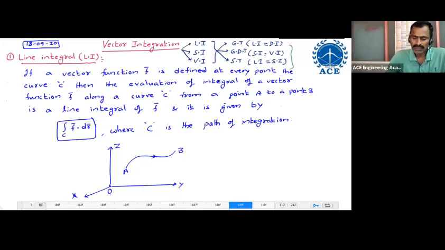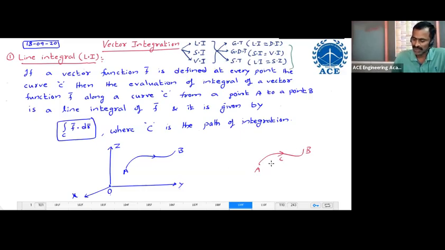If a vector function f bar is defined at every point on the curve C, then the evaluation of the integral of the vector function f bar along a curve C from a point A to point B is a line integral of the vector function f bar, and it is given by the integral over C of f bar dot dr bar. Here C is the path of integration. In space, along the given arbitrary path C, we try to evaluate the integral. We are evaluating the integral along the arbitrary path C between 2 points A and B only.